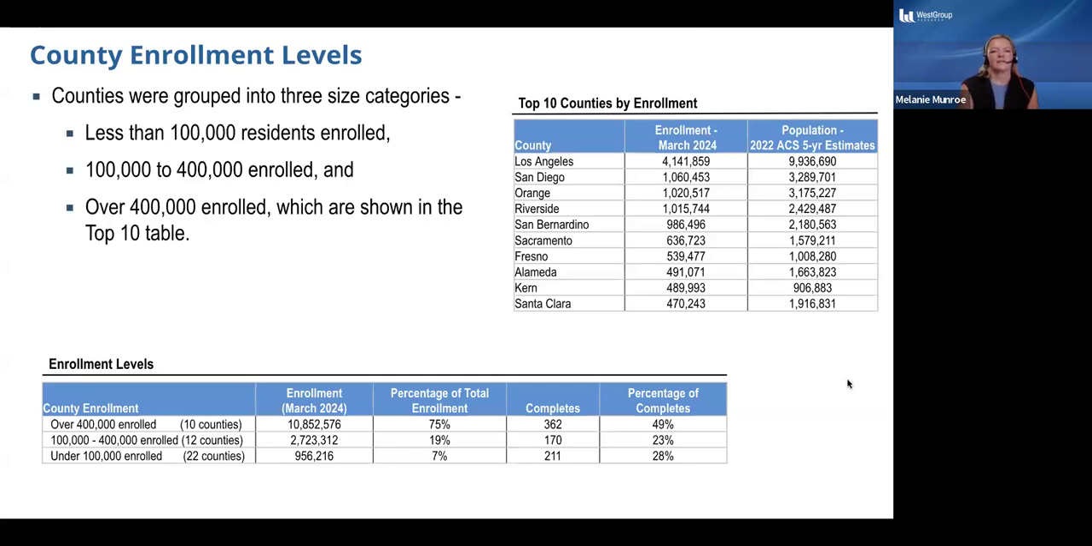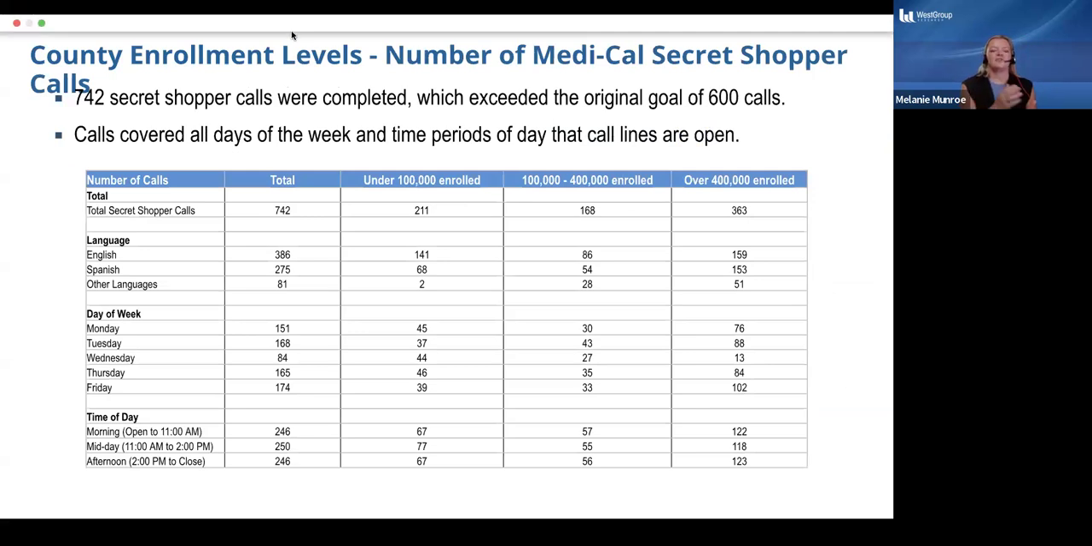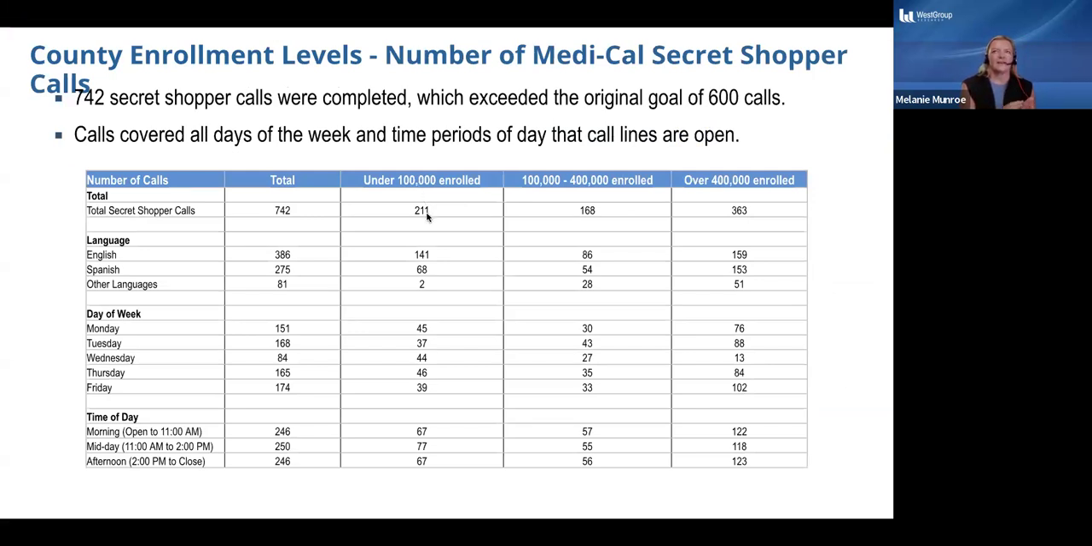Next slide. In phase 2, we made 742 calls, far exceeding our original goal of 600. And this slide helps to show the distribution of calls across different enrollment levels, as well as across languages. So most of the calls in other languages were completed in counties with higher enrollment, with larger populations, and where additional language options were offered.